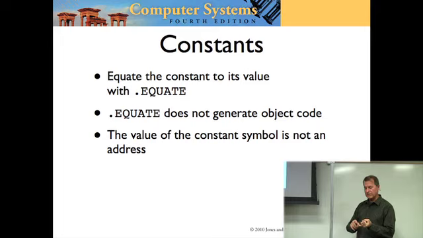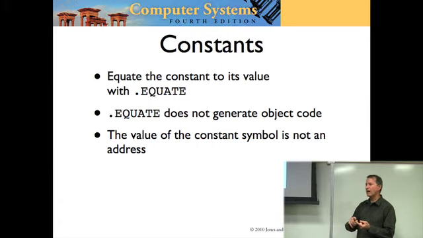Because here, suppose you said .BLOCK 5, what would that do? What code would that generate? 5 bytes of code. What if you said .WORD 5, what would that do? 2 bytes, and it would be 0005. And .BYTE 5, what would that generate? 1 byte, and it would be 05.